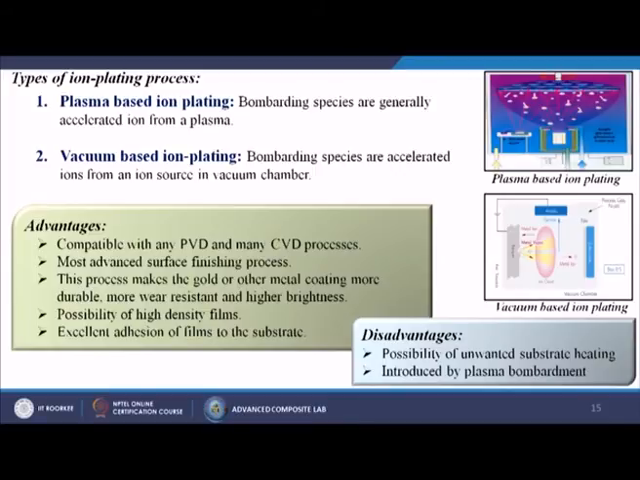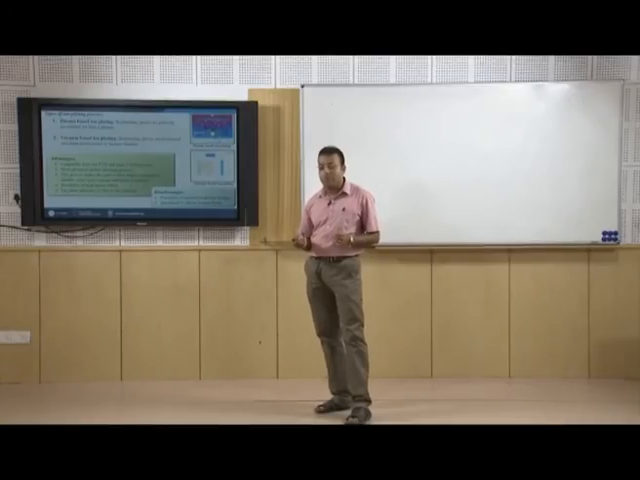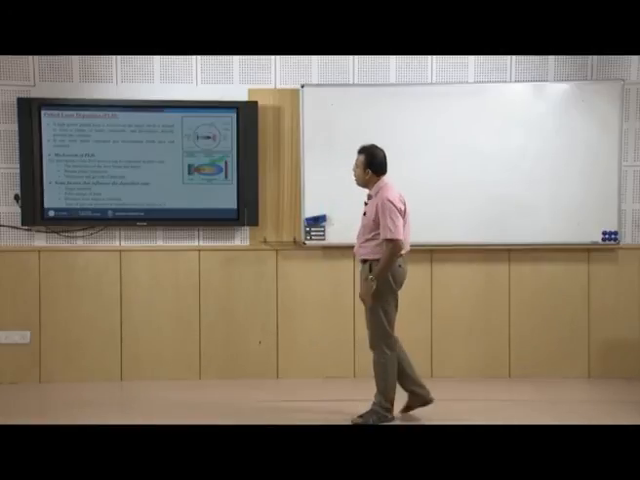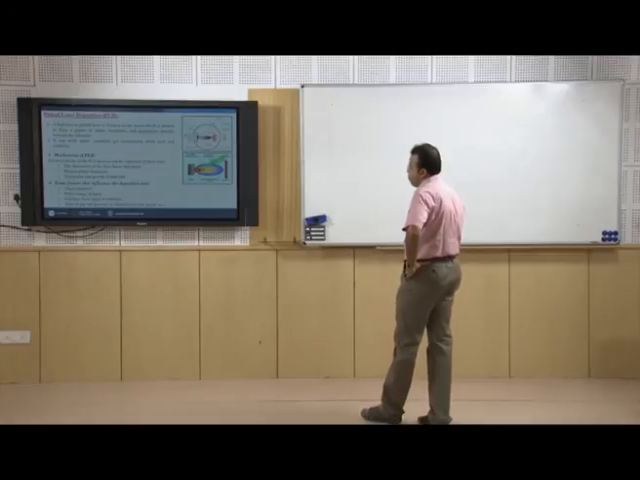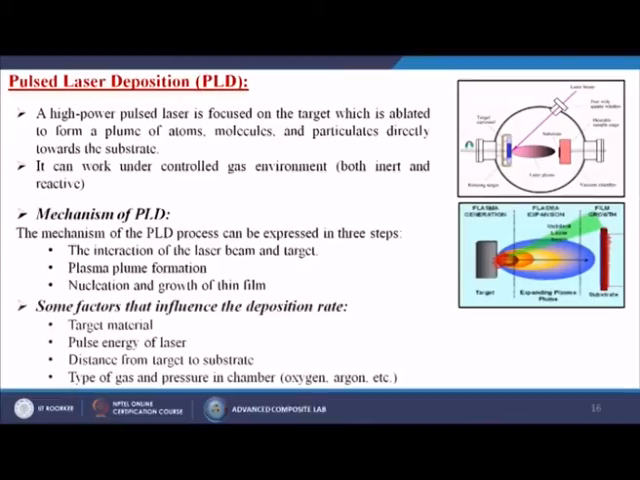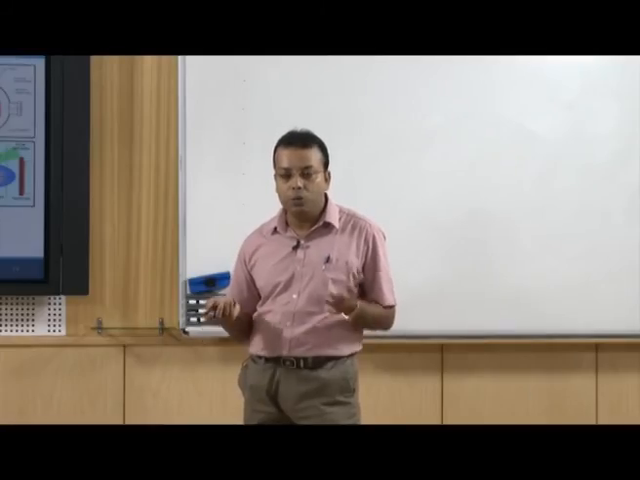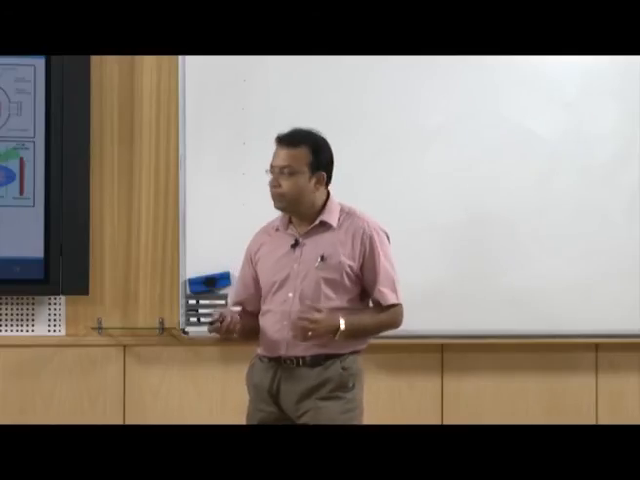Possibility of unwanted substrate heating introduced by the plasma bombardment, sometimes it becomes a little bit expensive. Next one is called the pulsed laser deposition, or maybe the PLD process. A high power pulsed laser is focused on the target, which is ablated to form a plume of atoms, molecules and particles directly towards the substrate. It can work under a controlled gas environment, both inert and reactive gas. It depends upon which kind of material we are going to coat.